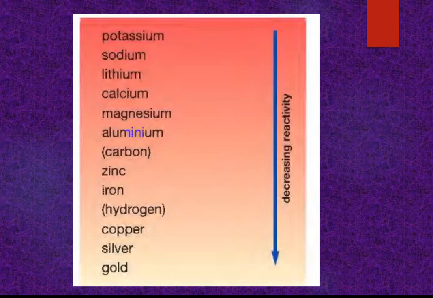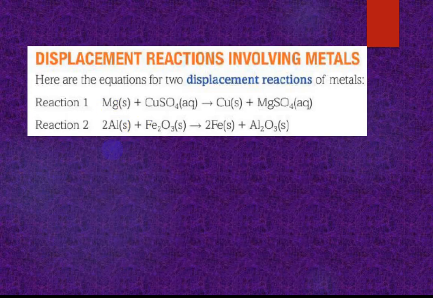Okay, here is magnesium and copper sulfate. Which one replaces the other? Equations for two displacement reactions of metals. Here magnesium replaces copper and takes its position. Magnesium sulfate forms and copper becomes metal. And here aluminum displaces iron and takes its position from aluminum oxide, and iron metal is formed.